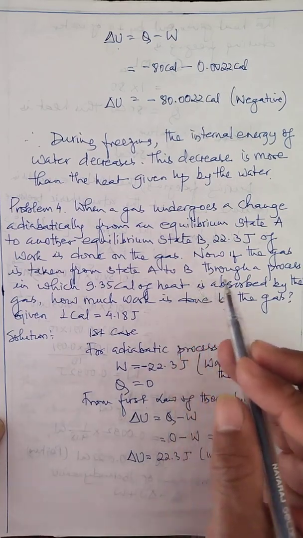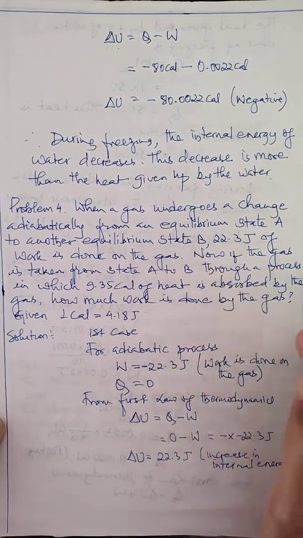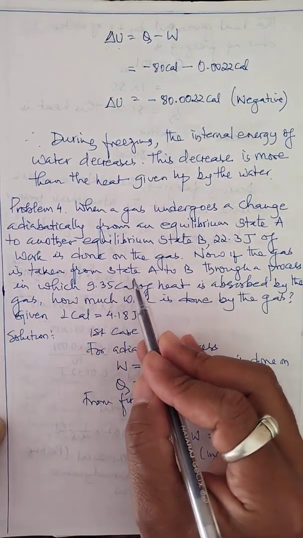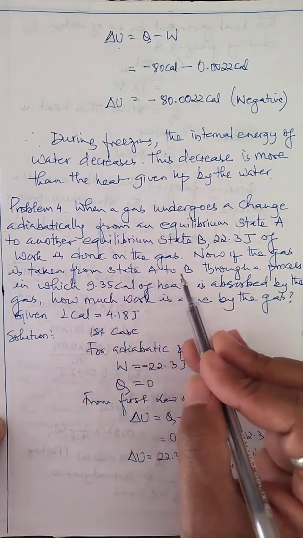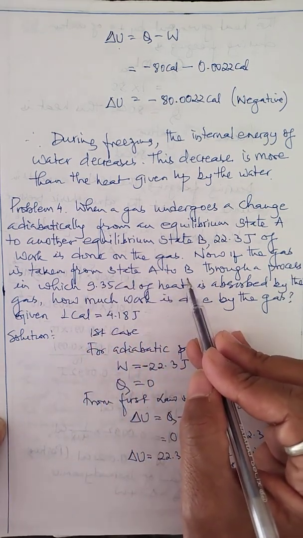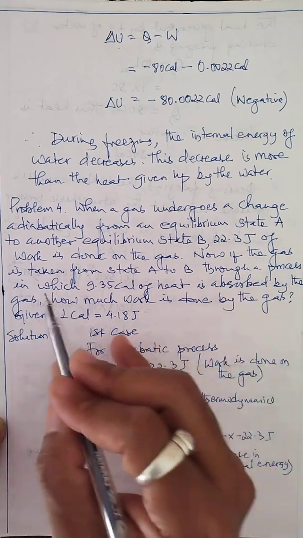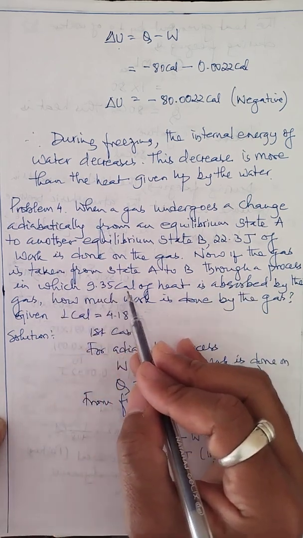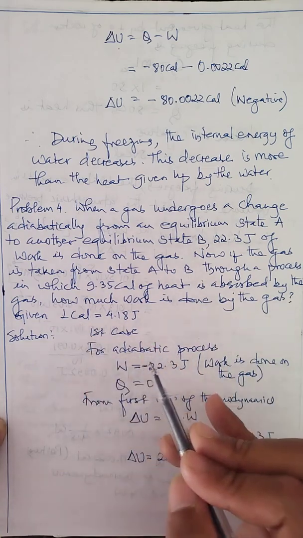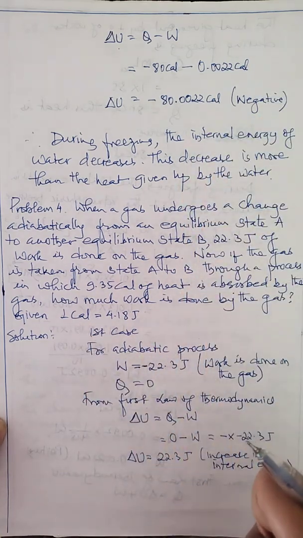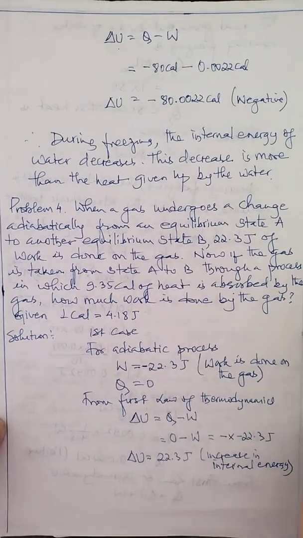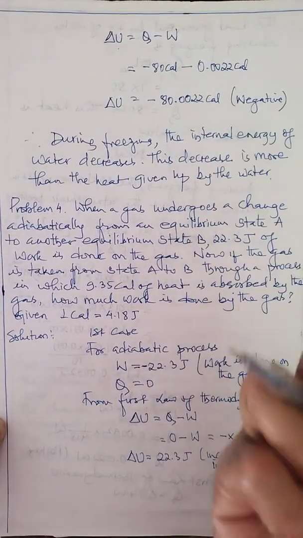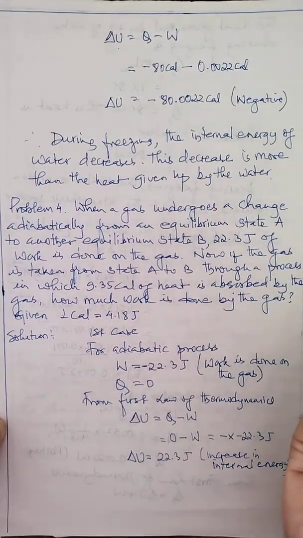Now the second part of this question says that if the gas is taken from the same state, so the same gas means the same system, from state A to another state B through a process in which 9.35 calorie of heat is absorbed by the gas. This time the heat is absorbed by the gas, and remember, children, that heat absorbed by the system is always taken as positive.